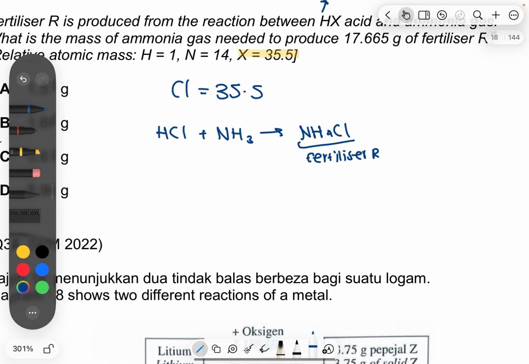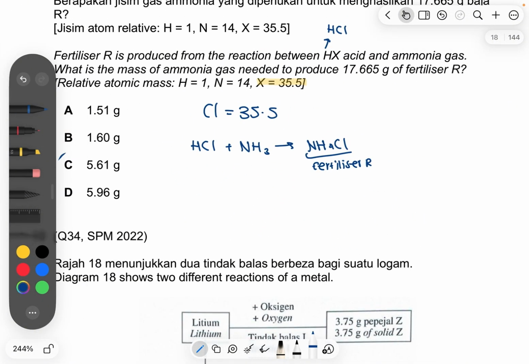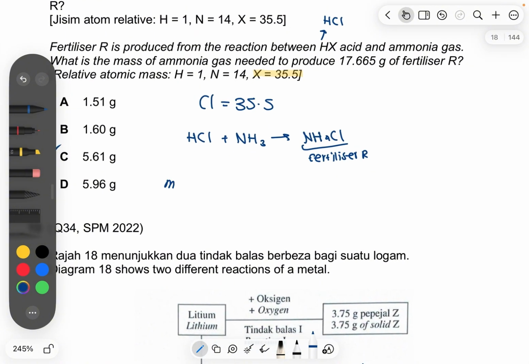Okay. So now that I have fertilizer R, I have the chemical equation, I can find the mole ratio. So the mole ratio of ammonia to the fertilizer R is equal to 1:1. So I just have to find the mole for fertilizer R, and then I can times with the molar mass for ammonia gas to get the mass.